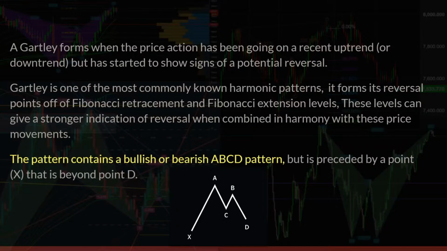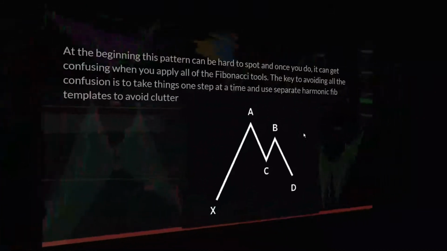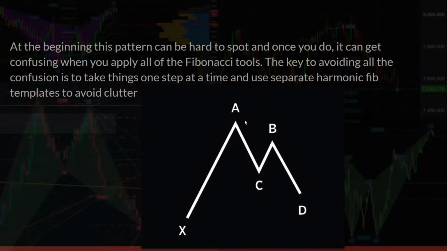The pattern contains a bullish or bearish ABCD pattern, but it is preceded by a point X, and the pattern extends beyond point D. So essentially, as we can see on the bottom here, it is just one move up before an ABCD pattern, that can give us expectations on how that ABCD pattern should play out and increase its effectiveness that much.